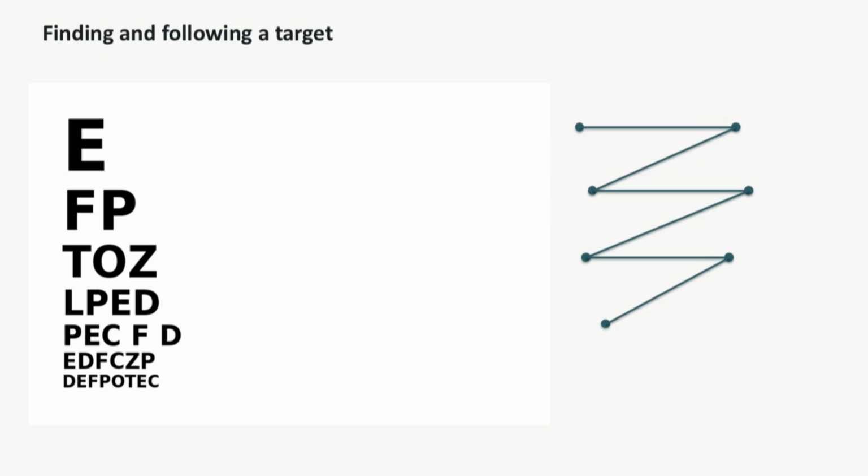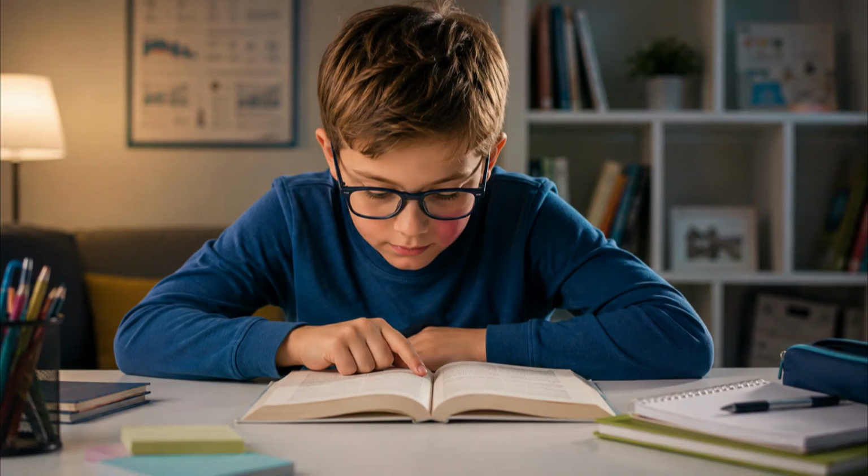What happens if the person can see the target, but cannot use their eyes efficiently to find and follow it? Some people have difficulty moving their eyes smoothly across a line of print. They may lose their place. They may repeatedly return to the beginning. They may skip words or letters. They may appear to have difficulty finding a particular target even though, when it is presented alone, they can identify it.